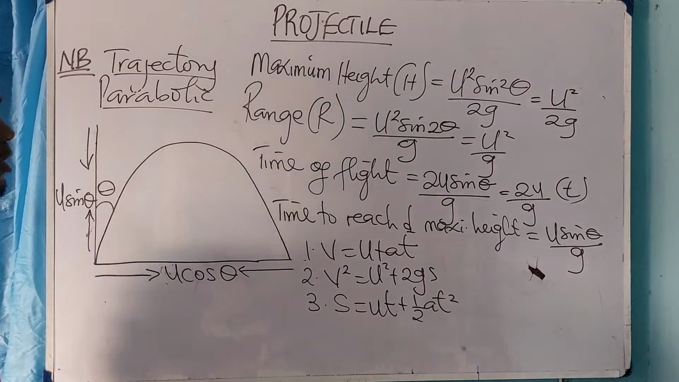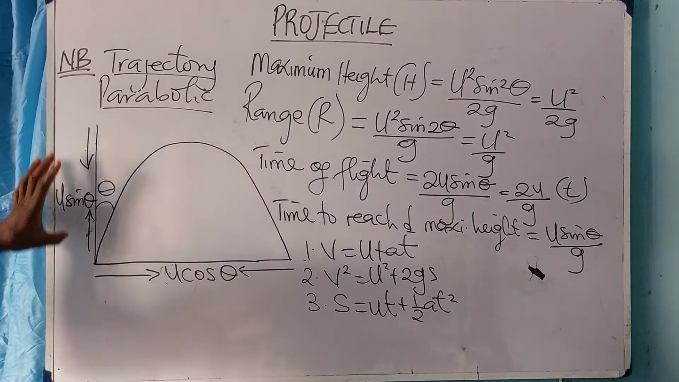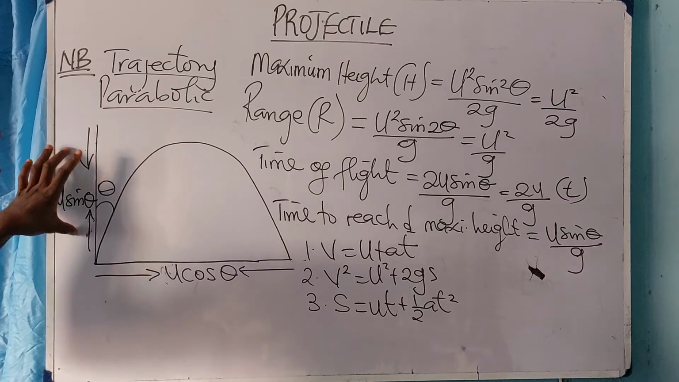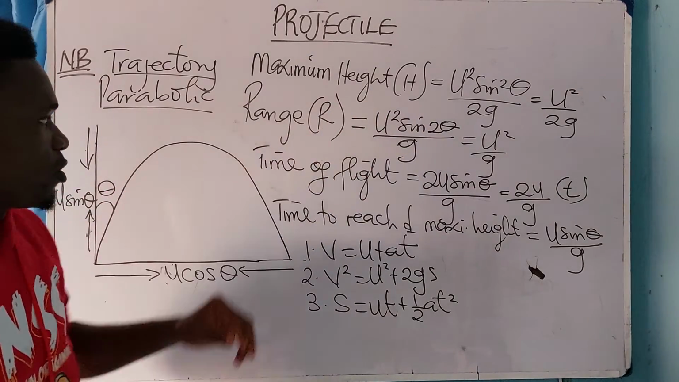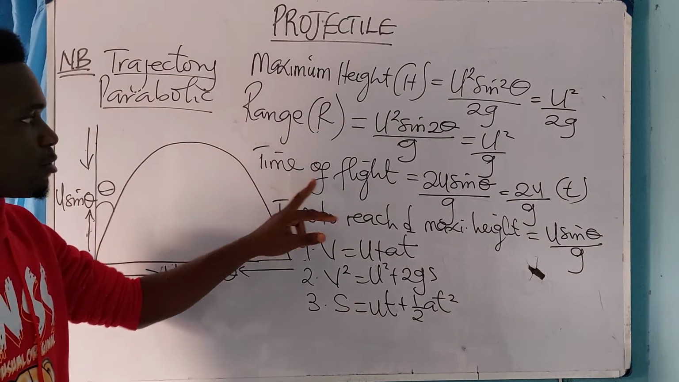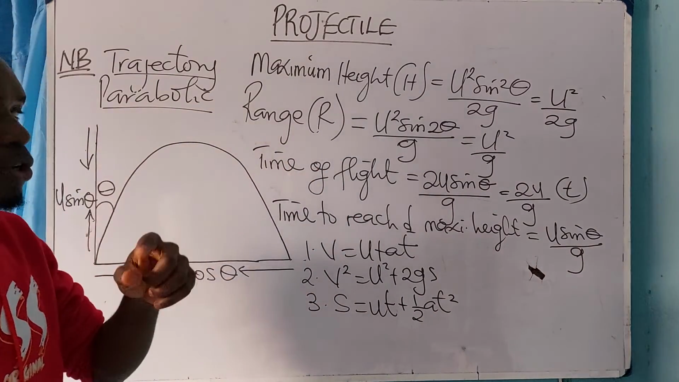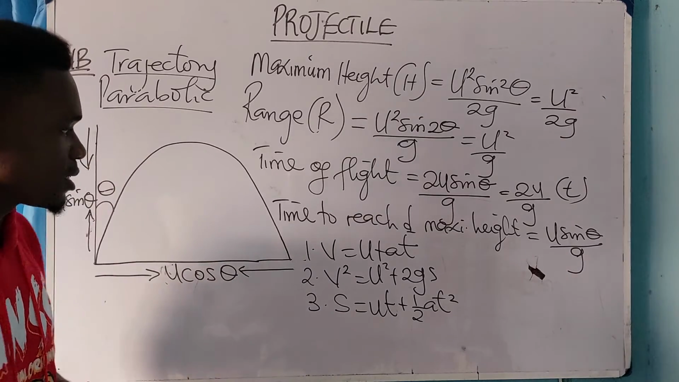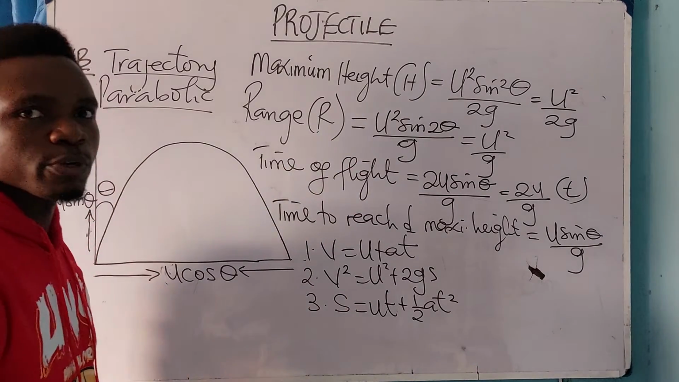So at this point, we call it a day. The vertical distance a projectile covers is called the maximum height, while the horizontal distance it covers is called the range. Time of flight means the time it takes to return back from the point it was projected.